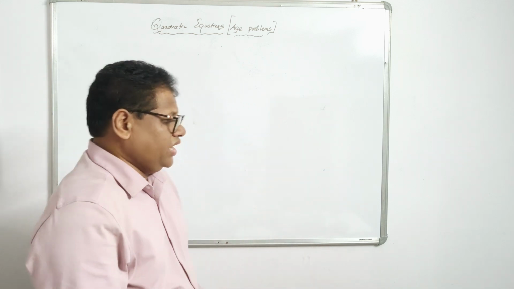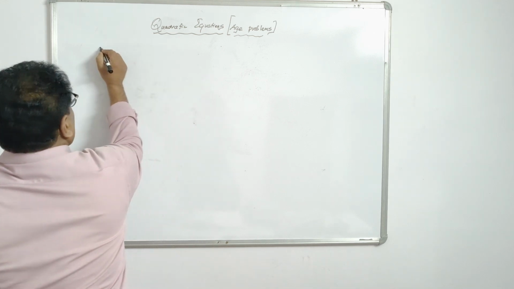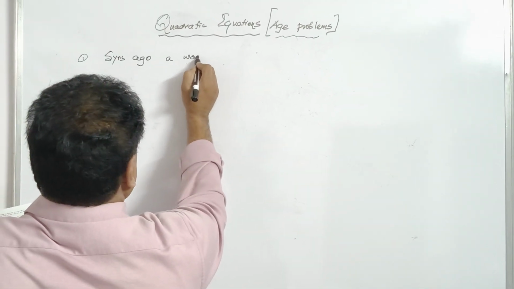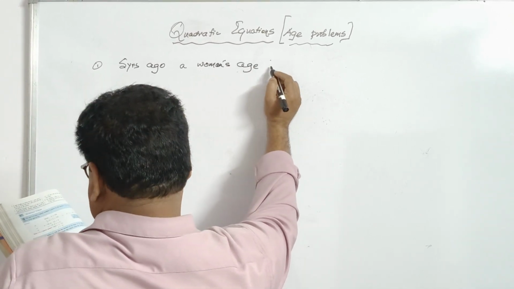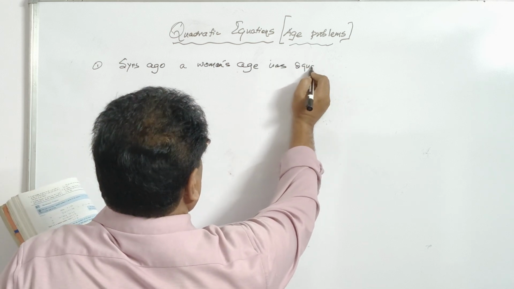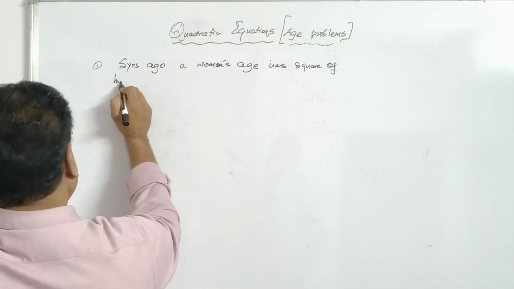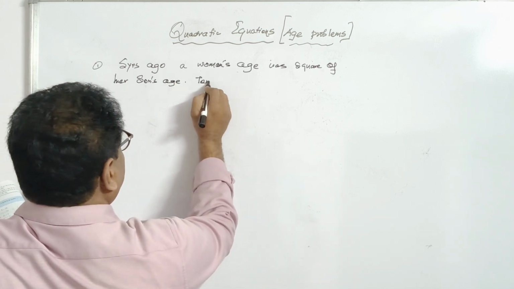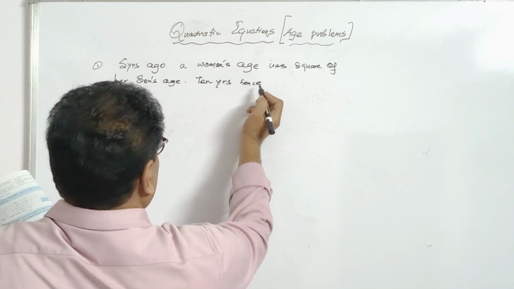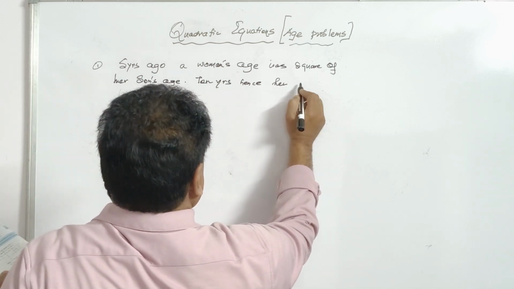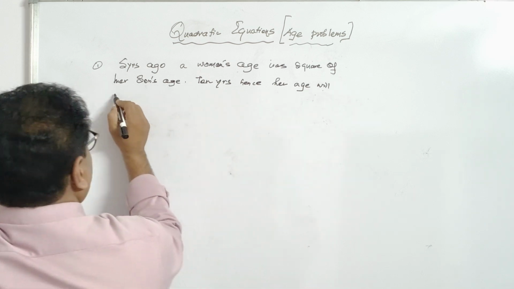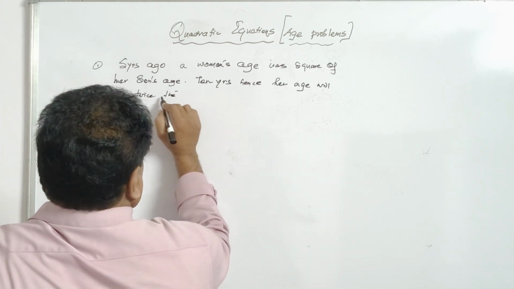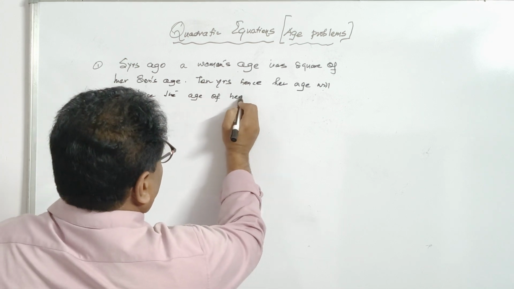Now let us discuss one question based on age. Suppose we have a question. 5 years ago, a woman's age was square of her son's age. 10 years hence, her age will be twice the age of her son.